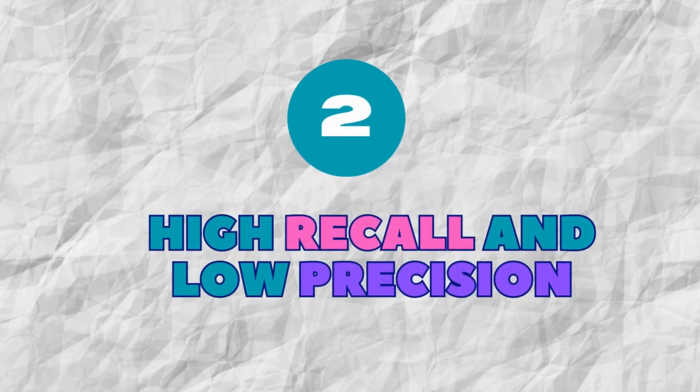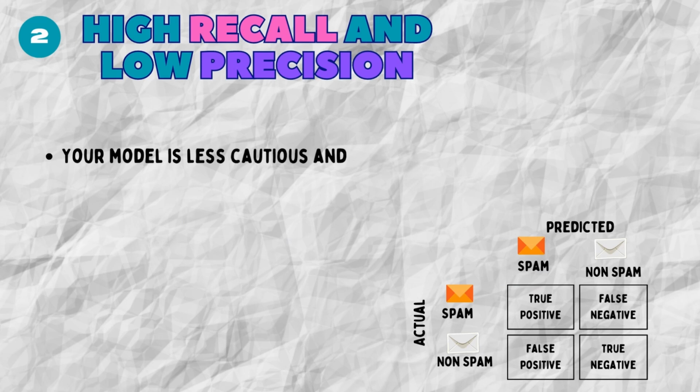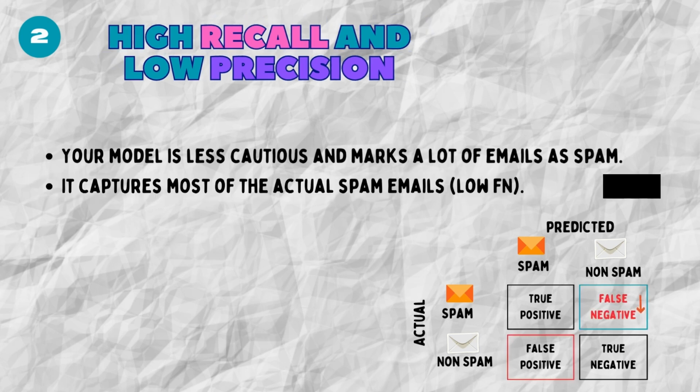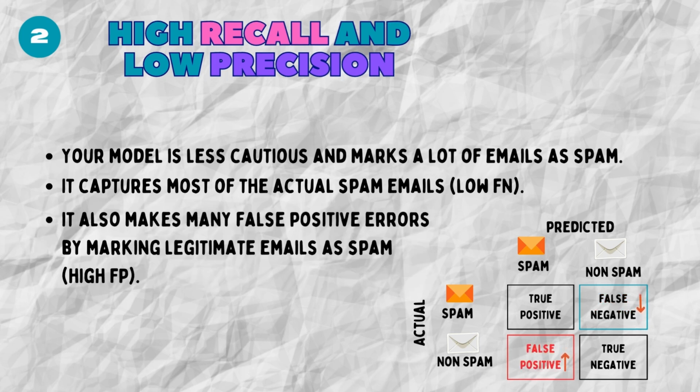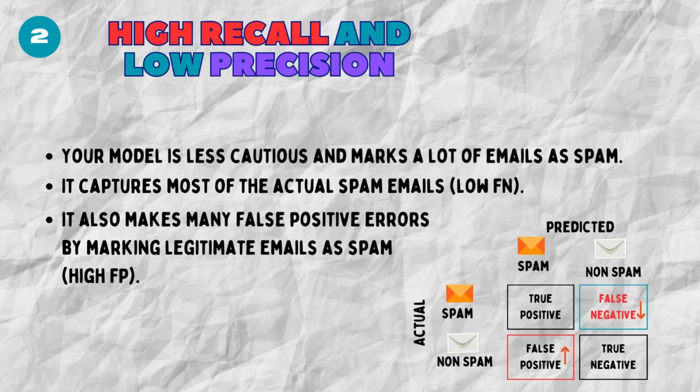Now let's see scenario 2 with high recall and low precision. In this case, your model is less cautious and marks a lot of emails as spam. It captures most of the actual spam emails, which is low false negative. However, it also makes many false positive errors by marking legitimate emails as spam, which means high false positive. Precision is low because it makes many false positive errors. Recall is high because it captures most of the actual spam emails.